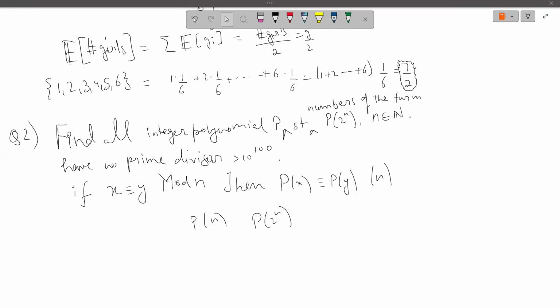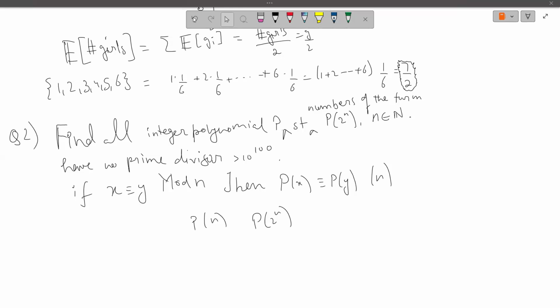Okay, I want to check, but does k times x to the power n work? Like p of x equal to k times x to the power n, where k has some prime divisor less than 10 to the power 100. It should, right? Because it's only two. Yeah. It does. So now we can just assume that p of 0 is not equal to 0.